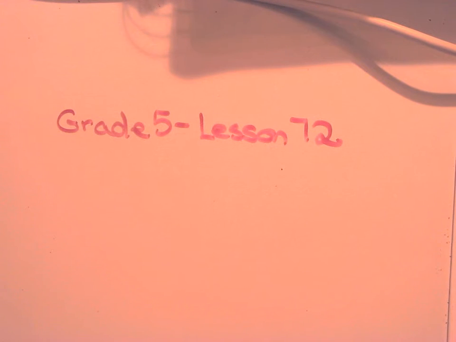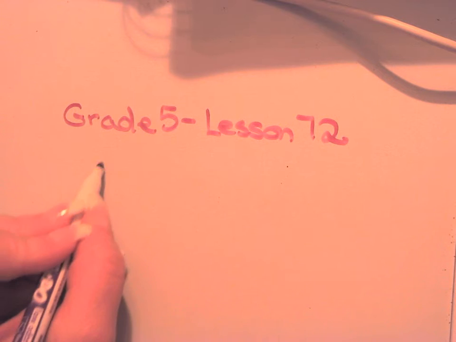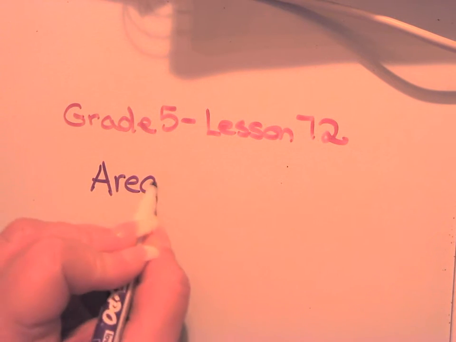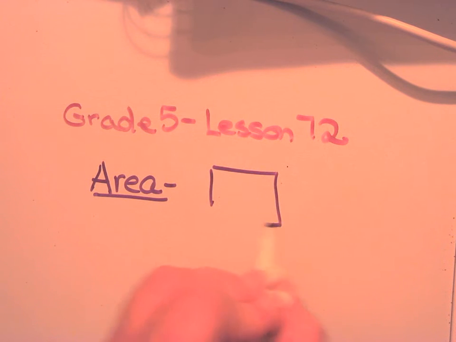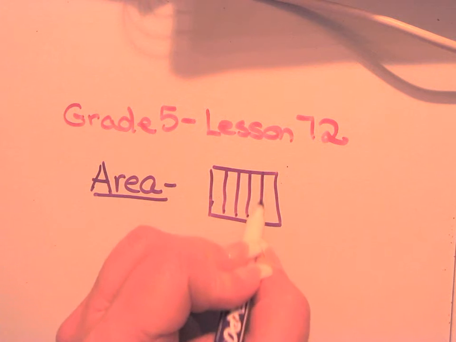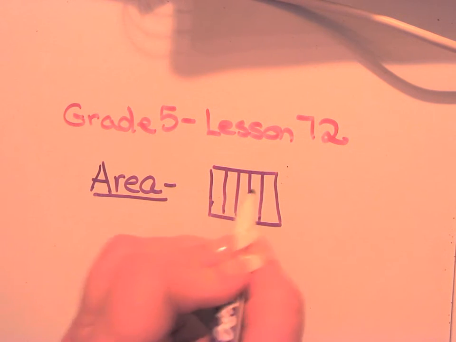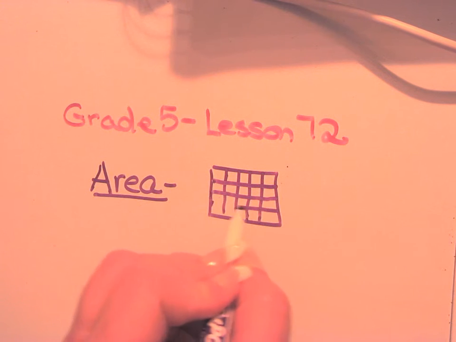Okay, this is grade 5, lesson 72, and today we're going to talk about area. So area is the space inside something, or the way that things are covered. So for area, if we have a square like this, and we have it divided out into sections. So let's say this is how it looks as far as being divided out into sections.